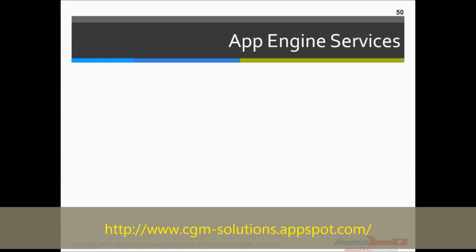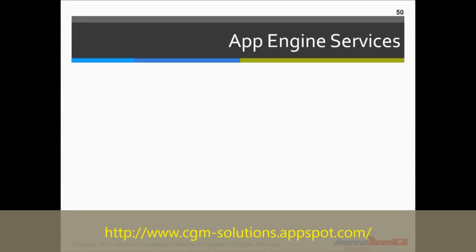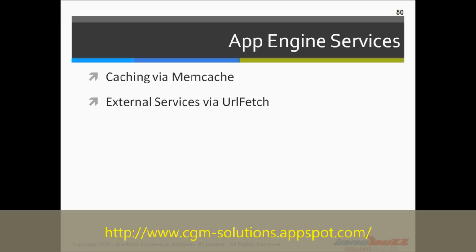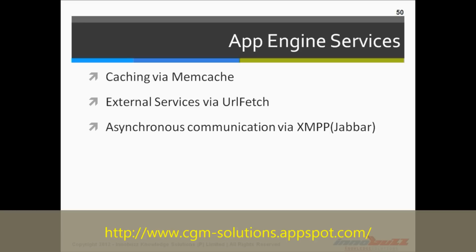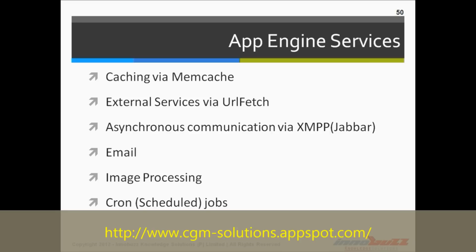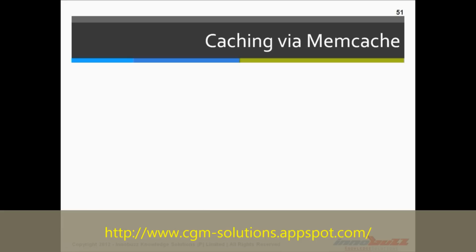App Engine services. Google App Engine provides a range of services including caching via Memcache, external services via URLFetch, asynchronous communication via XMPP, email, image processing, Cron jobs, task queues. Caching via Memcache.